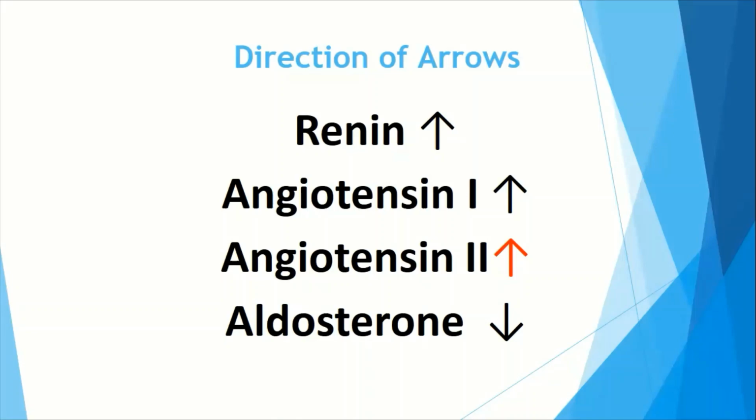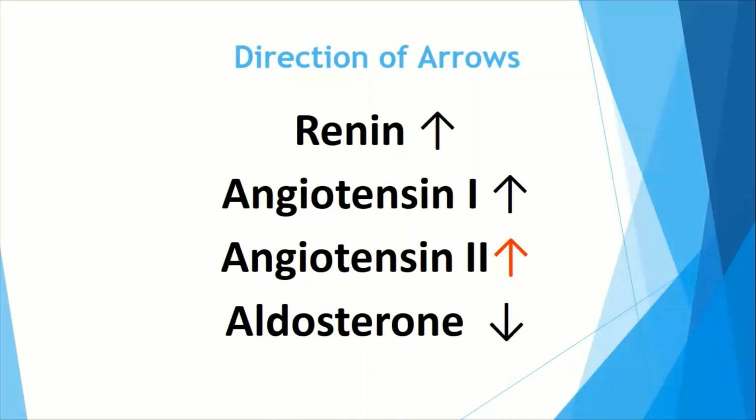So it is important to mention that angiotensin converting enzyme inhibitors, they inhibit the conversion of angiotensin 1 into angiotensin 2. So if you give ACE inhibitors, that is angiotensin converting enzyme inhibitor, it is going to cause an up arrow for angiotensin 1 but a down arrow for angiotensin 2 because it inhibits the conversion.